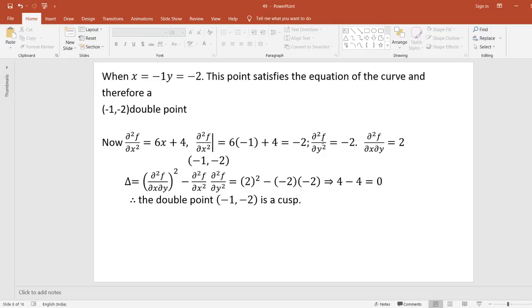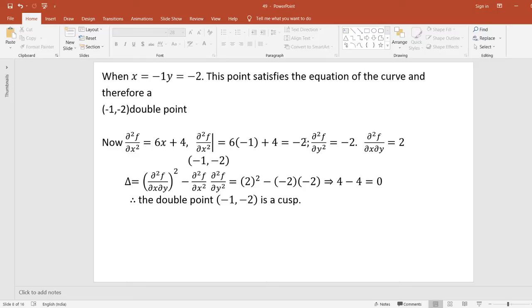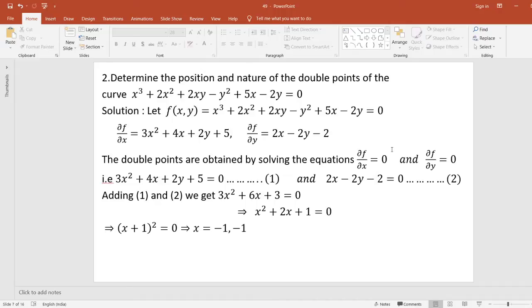In a similar way, del square f by del y square, what we have? This is 0 minus 2. It's exactly a constant. There is no x and y terms, no substitution of x and y here. So, del square f by del y square is equal to minus 2. And del square f by del x into del y: del f by del y is this one. Again partially differentiate with respect to x. What we have? This is constant 0, 2.